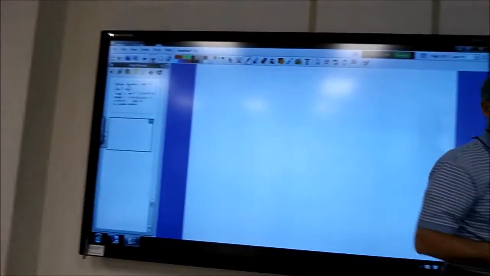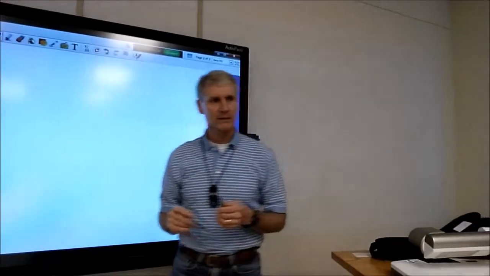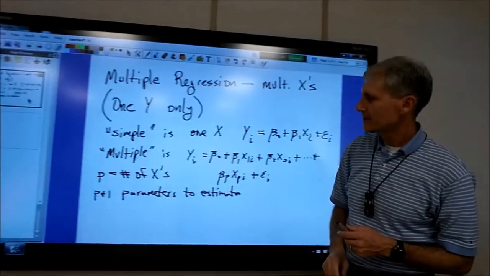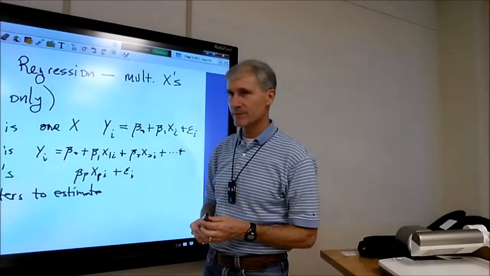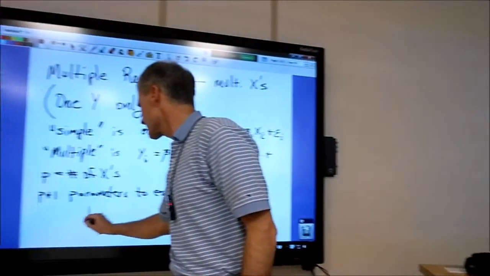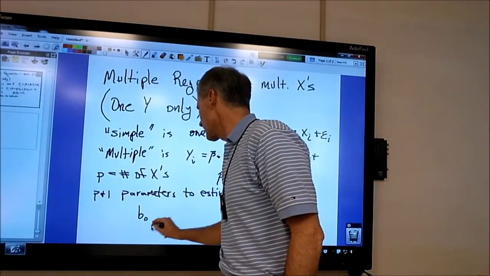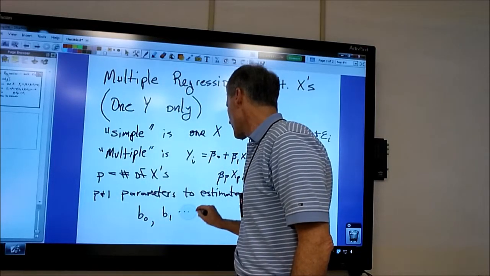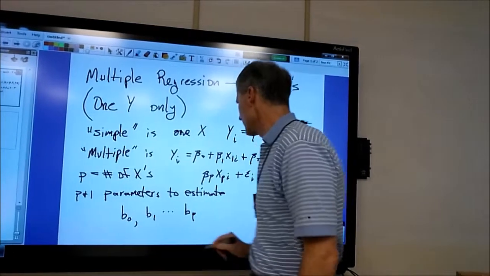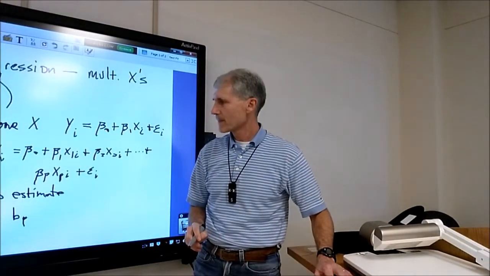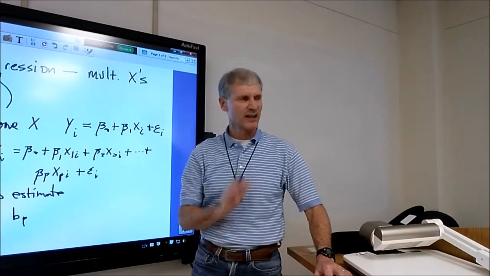Okay, that last line: p plus 1 parameters to estimate. And I guess I could put on here, we will estimate them with b0, b1, ... b sub p. So the degrees of freedom, p or p plus 1? Well, I'll get to that.